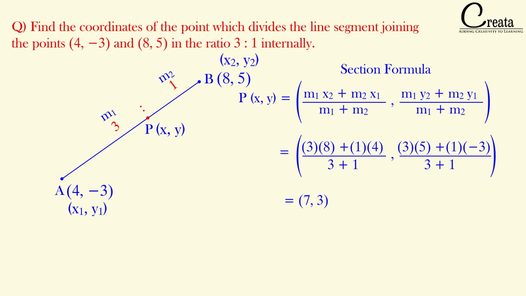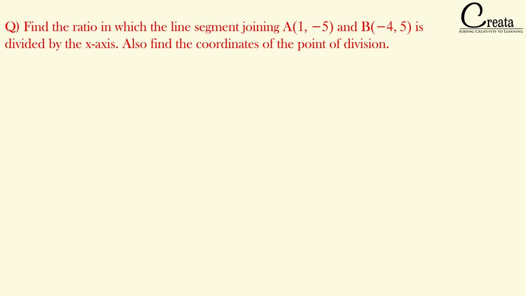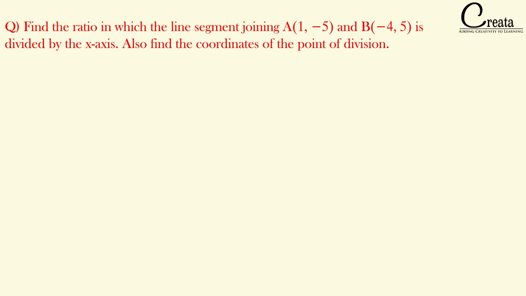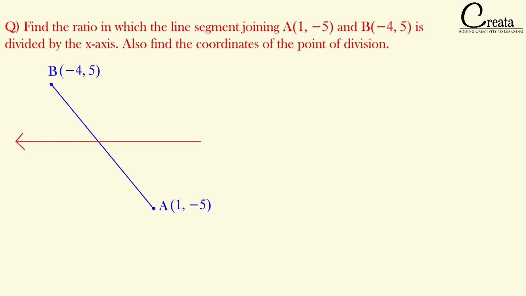Okay, let's take our next question. The question is, find the ratio in which the line segment A(1, -5) and B(-4, 5) is divided by the x-axis. Also find the coordinates of the point of the division. Pause the video and try to solve the question on your own. Here this question is talking about 2 points, that is point A whose coordinates are (1, -5) and point B whose coordinates are (-4, 5). These 2 points are joined by a line segment and this line segment is divided by the x-axis.